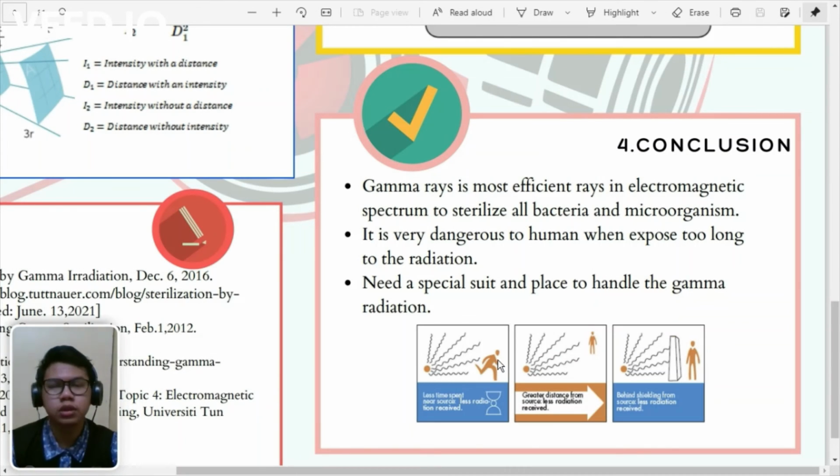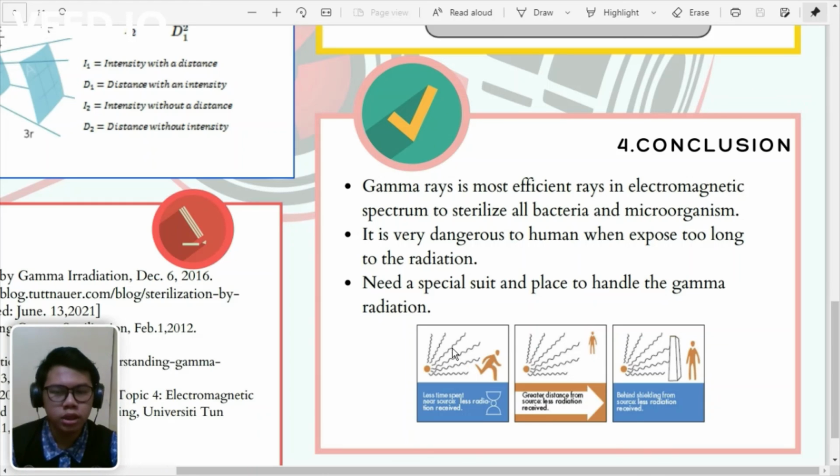Now I will explain the conclusion. The conclusion is that gamma rays are the most efficient rays in the electromagnetic spectrum to sterilize bacteria and microorganisms. It is dangerous for humans to be exposed for too long because of the radiation, and we need a special suit and place to handle gamma radiation.